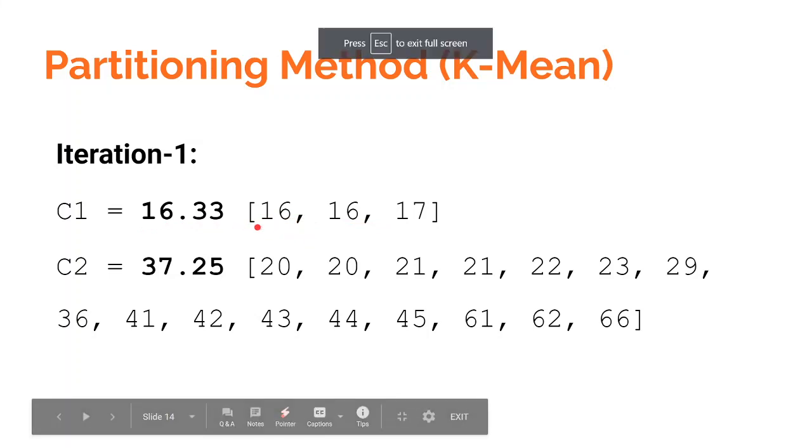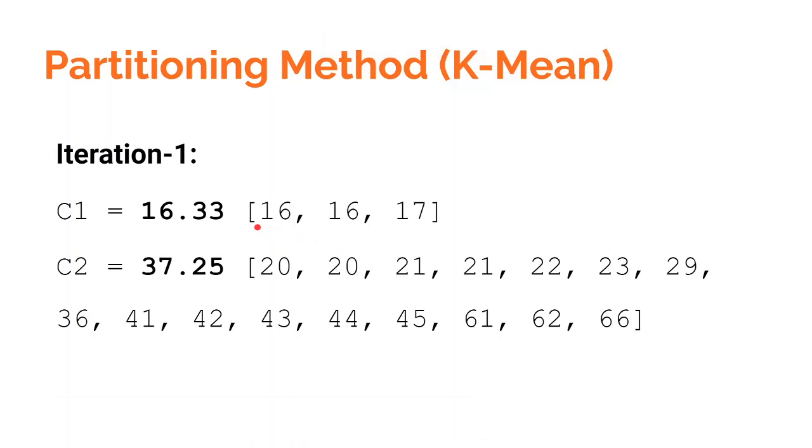Simply, I have made the sum of 16 plus 16 plus 17, that is 49. The sum of these three values is 49, and to calculate the mean value, I have to divide the sum by 3, because there are 3 objects present in this cluster. So if you divide 49 by 3, you will get 16.33 as the answer. You may consider it approximately 17.